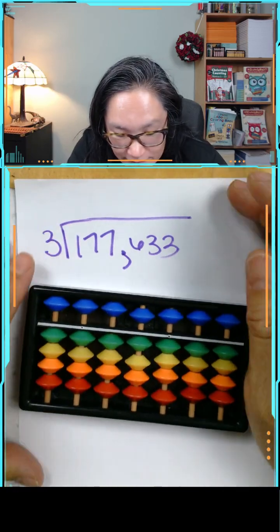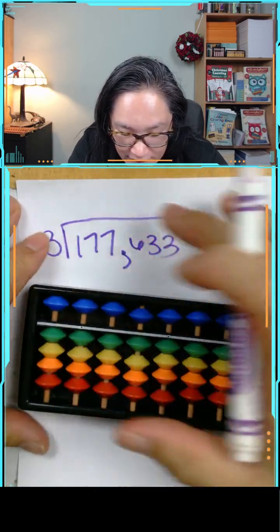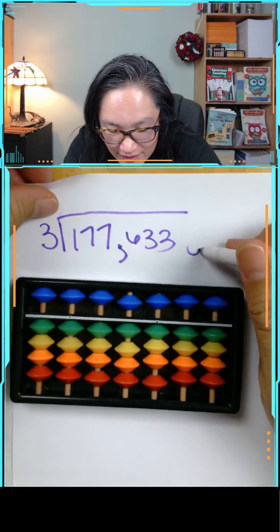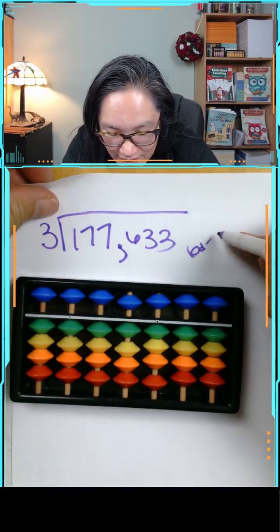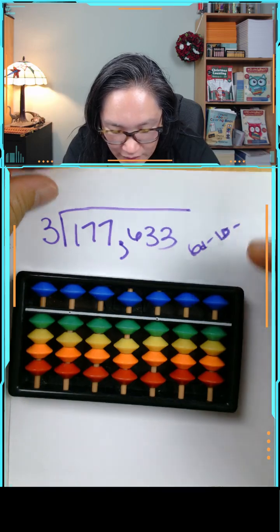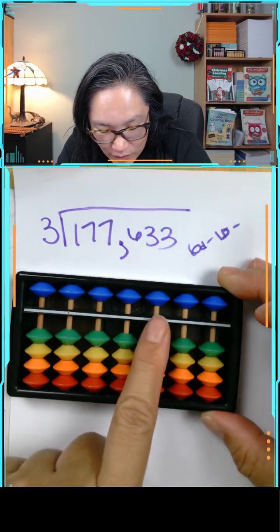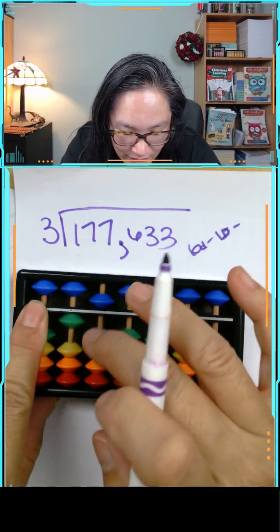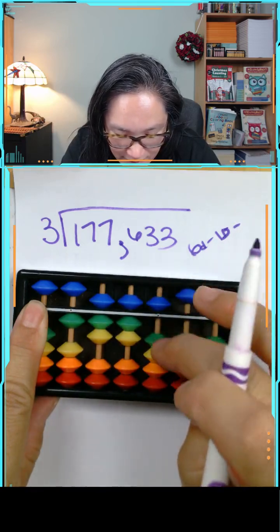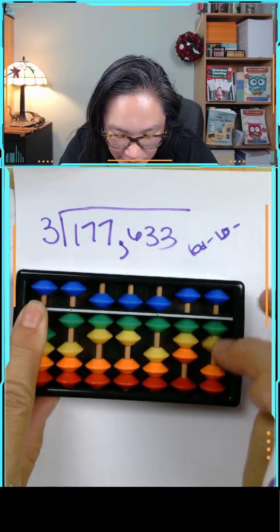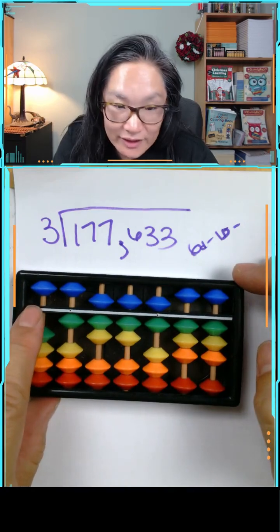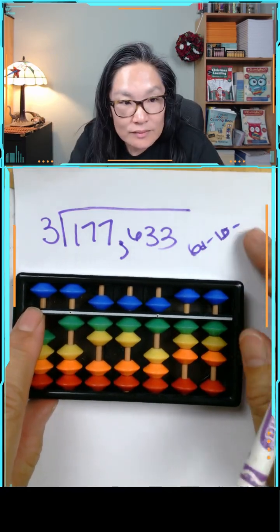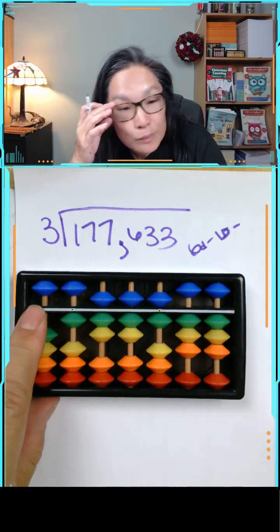Okay. 1, 2, 3, 4, 5, 6. 6 take away 1 is equal to, okay, we're here. 1, 2, 3, 4, 5. This is where the quotient is. 1, 7, 7, 6, 3, 3. All right, we're ready.